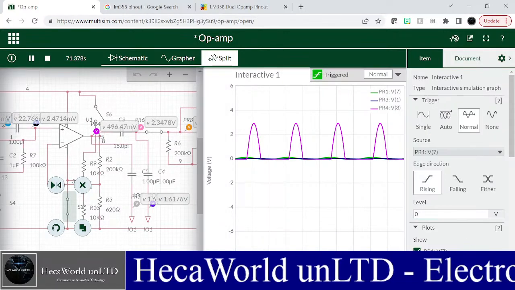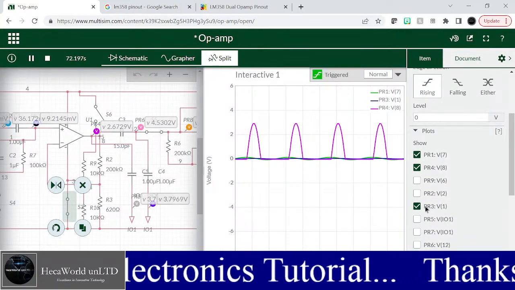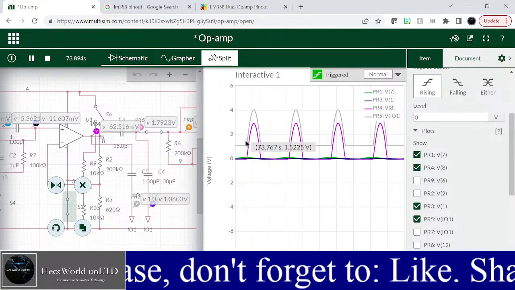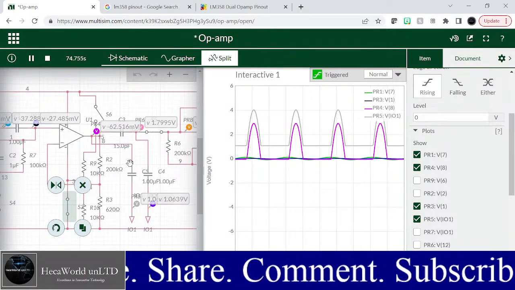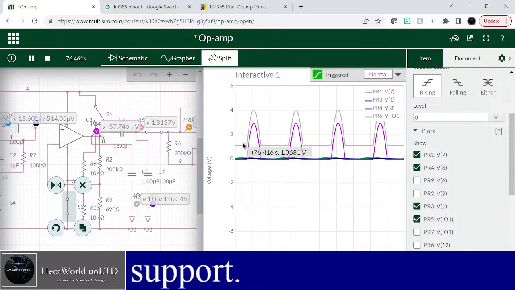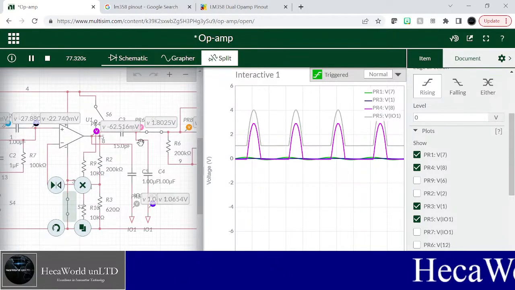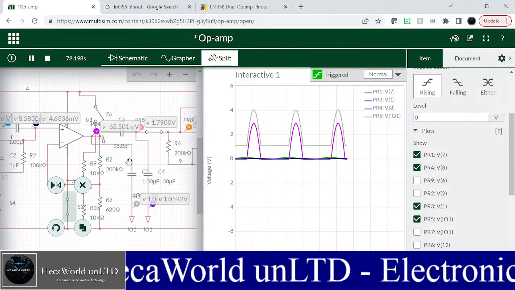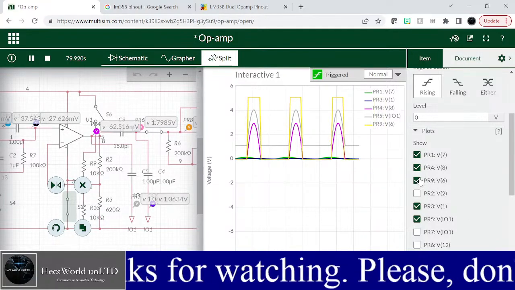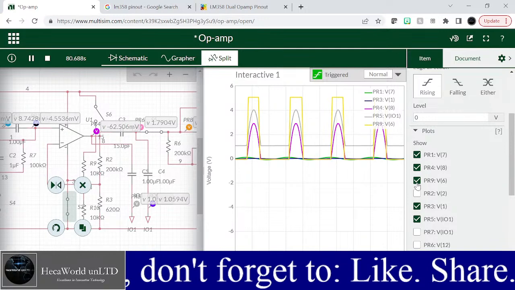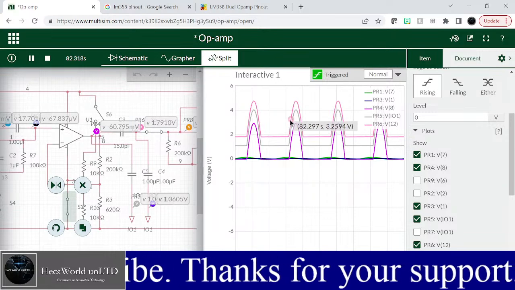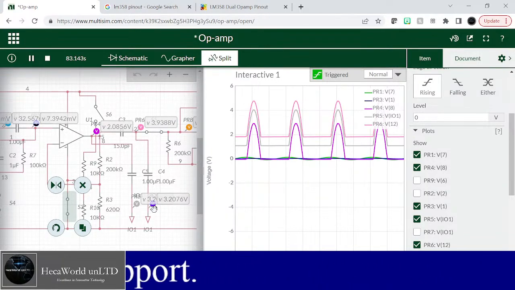So let's go to 5. We're going to turn 5 on. Probe number 5, there's a shift in amplitude because it goes through a capacitor. So it shifts the phase a little bit, but it's the same shape as number 4. So let's look at number 6, which goes through another capacitor. Probe number 6, yet another shift. And then probe number 7.